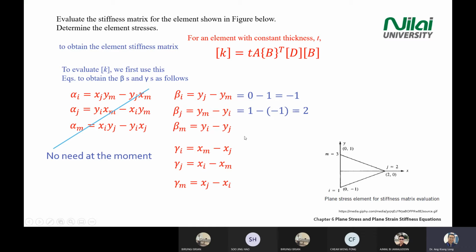Test one more. Can you do beta m? Minus 1 minus 0 equals minus 1. Okay, correct. And then the rest you test yourself. I will just give you the answer.